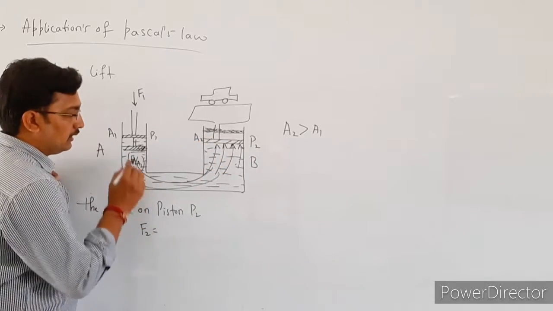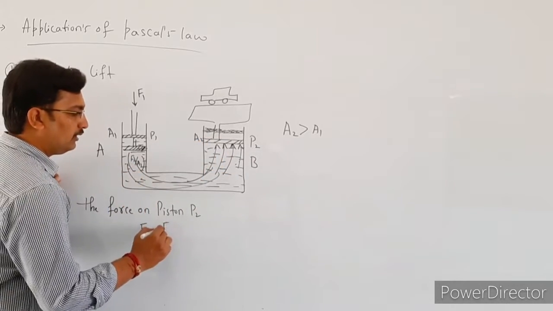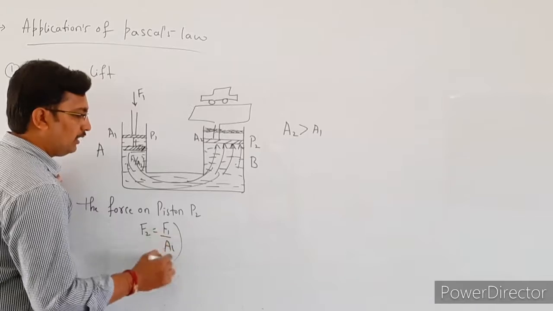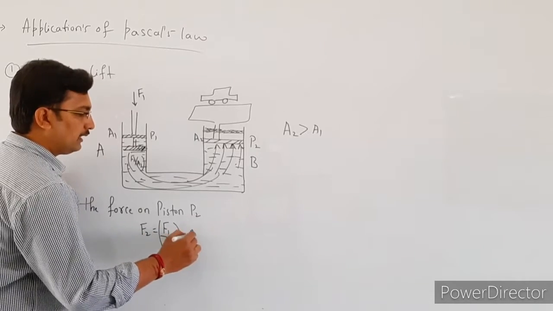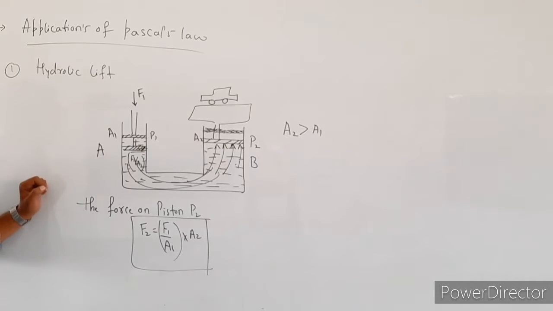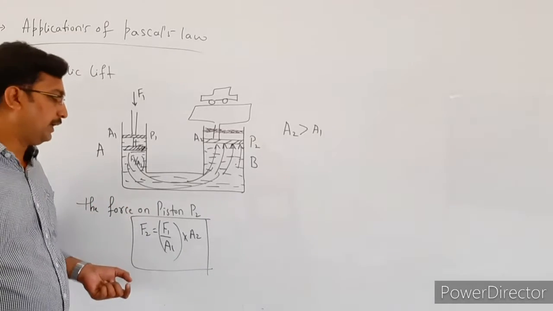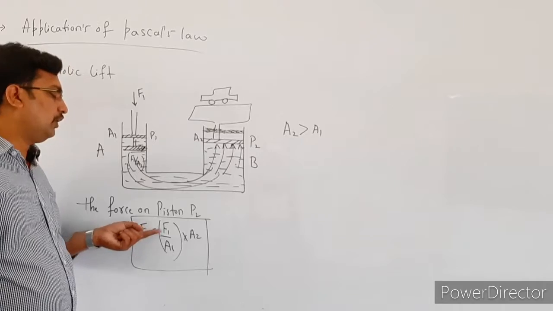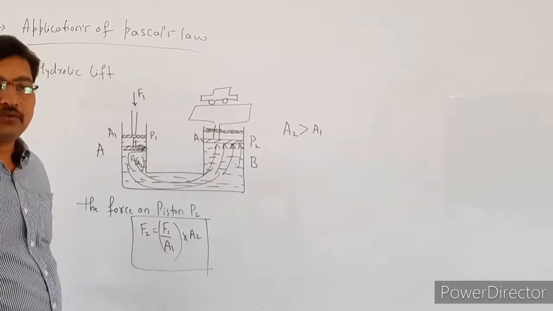the pressure exerted by the fluid. The pressure is F1 by A1, times the area A2. So this is the formula we use to find the force F2 acting on the piston P2. So F2 is equal to F1 by A1 into A2.